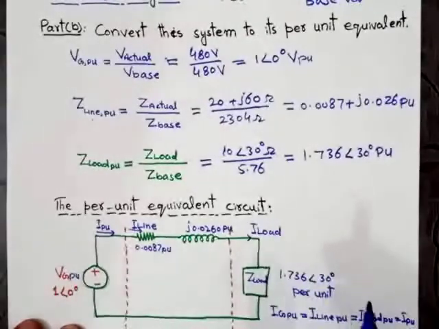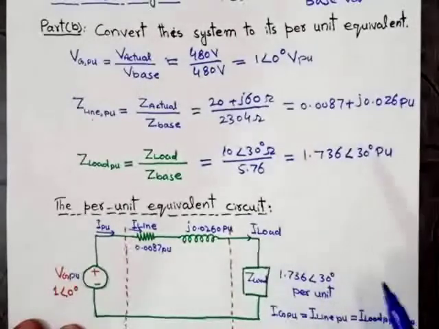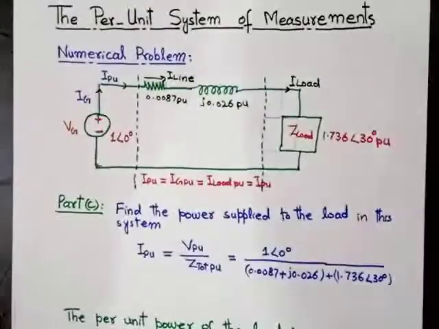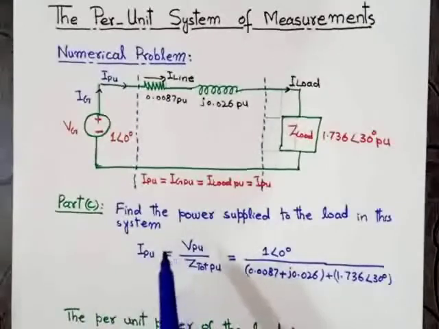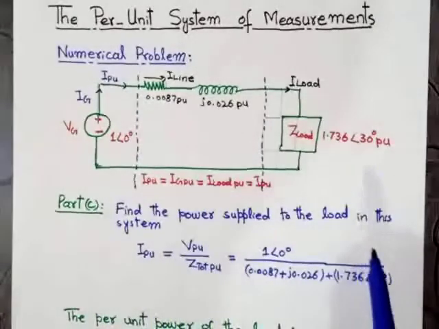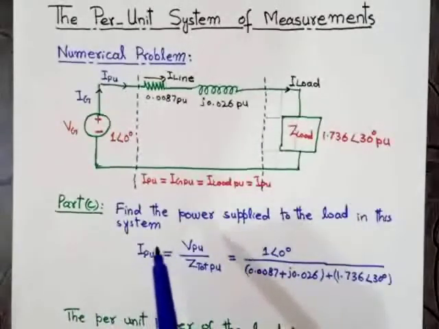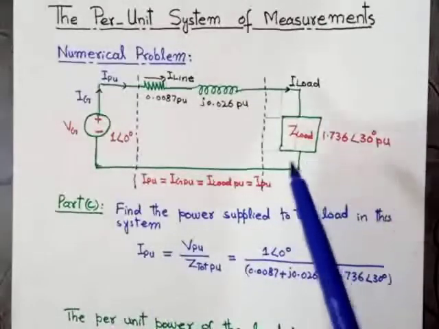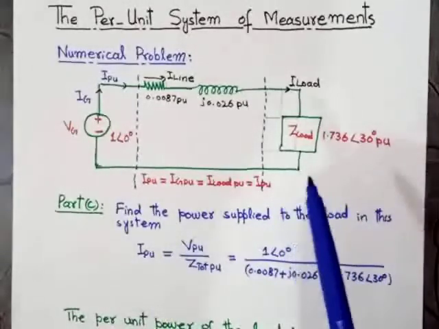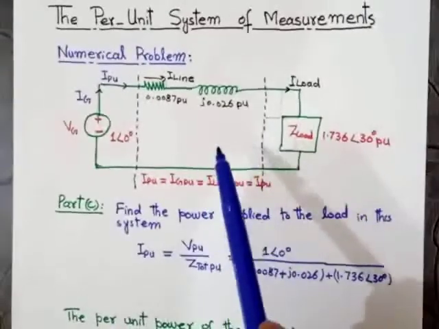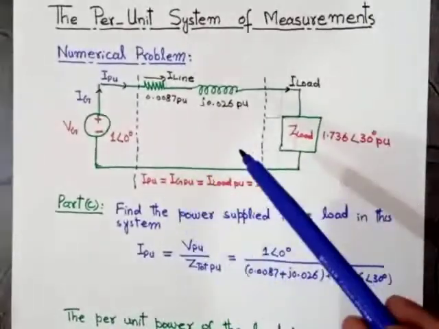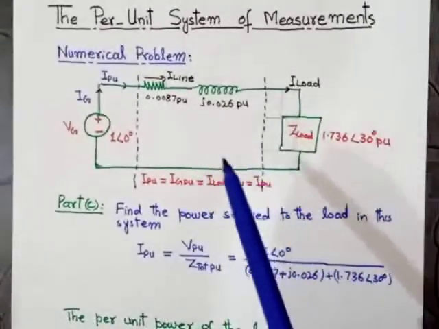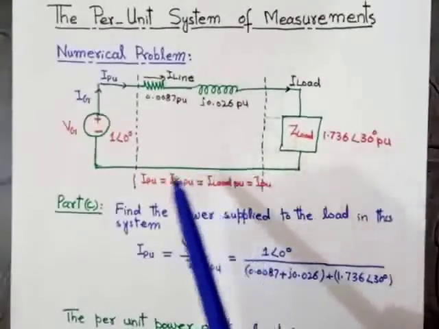Now we will solve part C of this numerical. Part C is to find the power supplied to the load in this system. That is, we want to find the actual power supplied to the load. As we know, this is the equivalent circuit, as we have already calculated in part B. This is the equivalent circuit in per unit form.